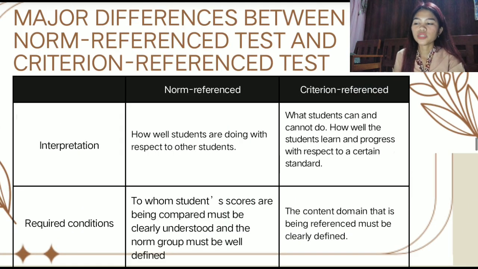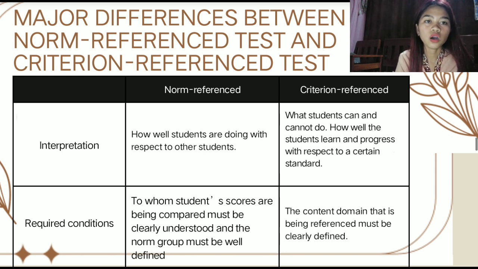And let's proceed to the major differences between norm reference test and criterion reference test. So we have here two columns, criterion and norm reference. So in the interpretation, in the norm reference, how are students doing with respect to other students? So from the word norm reference, it is the comparing, no?